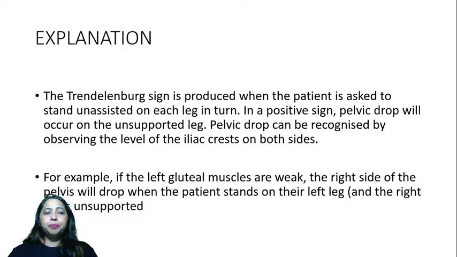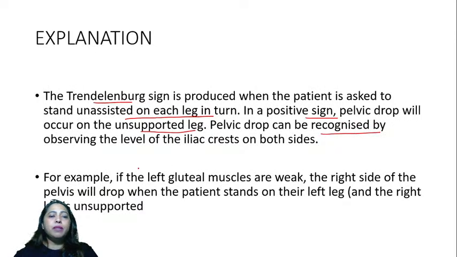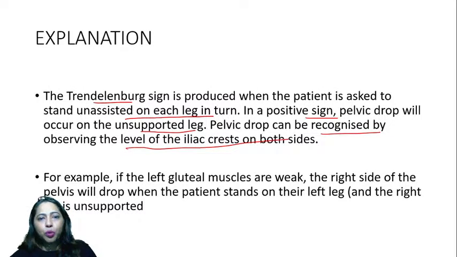So you have this. So Trendelenburg sign, you can see here, it is produced when the patient is asked to stand unassisted on one leg. Okay, when the person stands on one leg unassisted, the positive sign will show that a pelvic drop will occur on the unsupported leg. So this was the other side, the right leg was unsupported, and you saw that it was dropped. Now pelvic drop can be recognized by observing the level of the iliac crest on both the right and left. If you compare, you can make out.